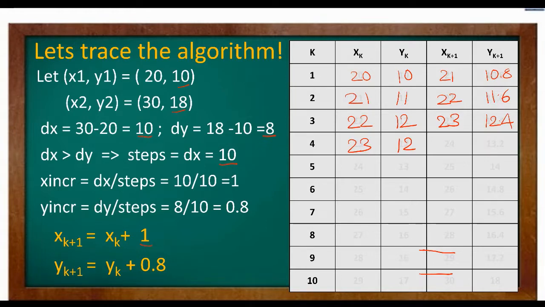In the next iteration, x becomes 24 and y becomes 12.4 plus 0.8, that is 13.2. When you round off, 13.2 becomes 13. Then we increment x by 1, and y is equal to yk plus 0.8, which becomes 14. So we get 25, 14, and so on. We'll be getting all these values.